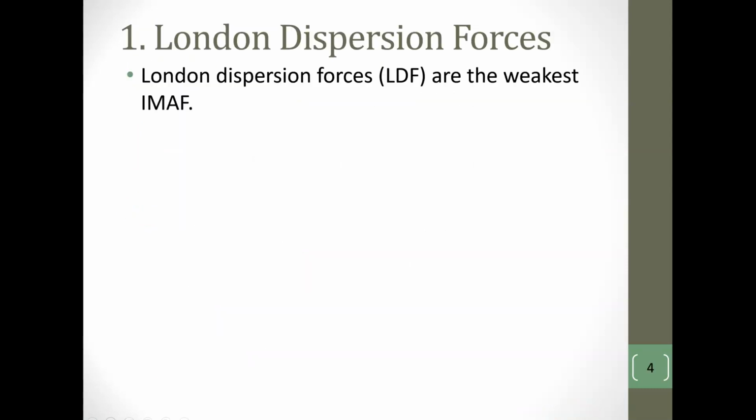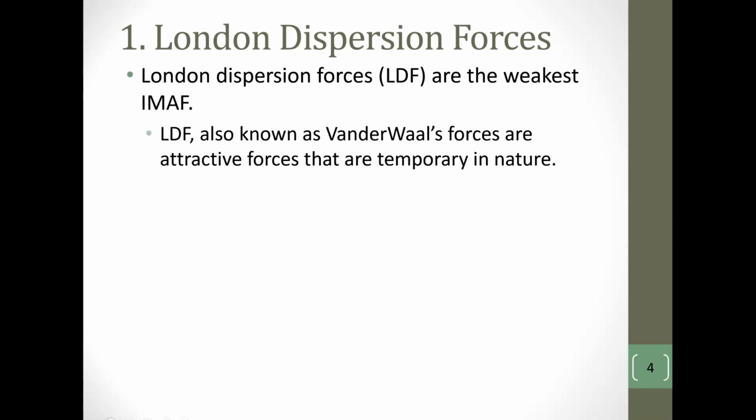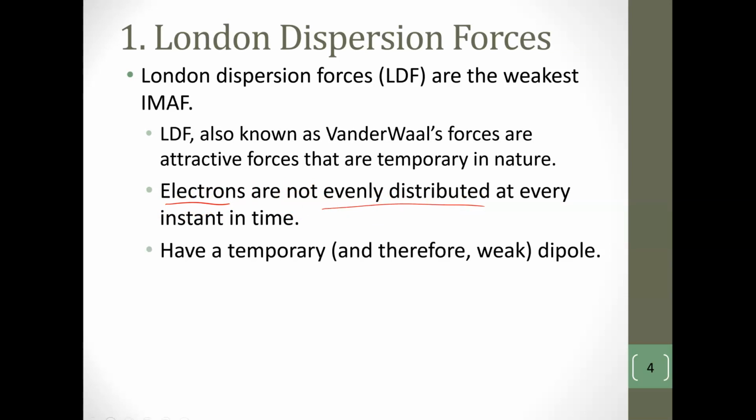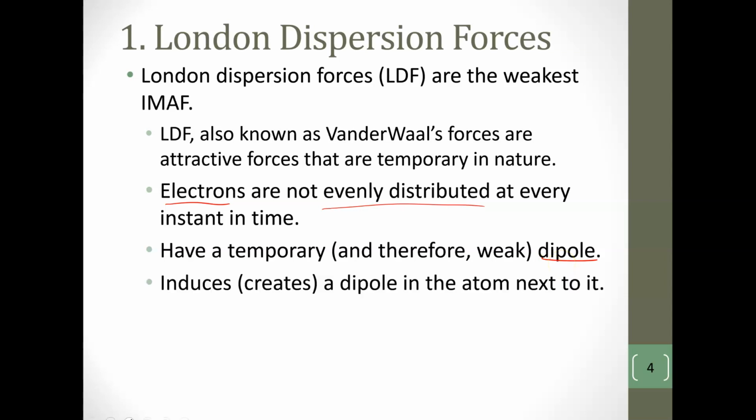Okay, so the first one we're going to talk about is something called LDF. LDF, they are the weakest of the forces. However, everything has it. The reason why they're so weak is because they are temporary. They don't last very long. What creates them is when electrons are not evenly distributed at every instant in time. And so what you get is a temporary dipole. So you get a situation where the molecule, just for a split second, has one end positive and one end negative. Even if it is a nonpolar molecule, at any given moment in time, it is possible that it creates itself with a dipole. Okay?